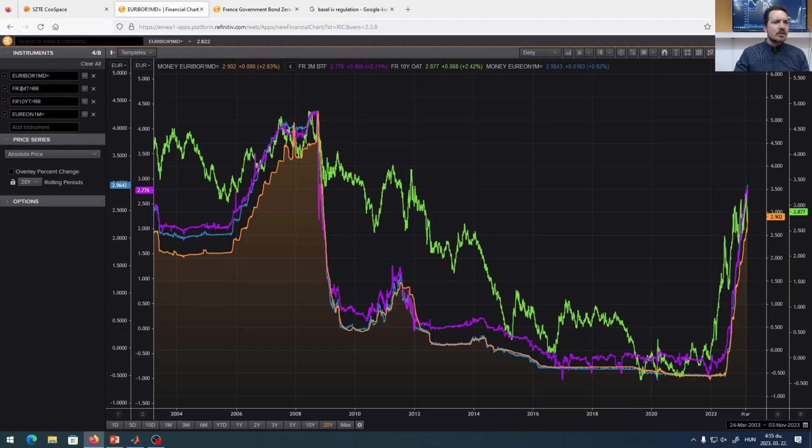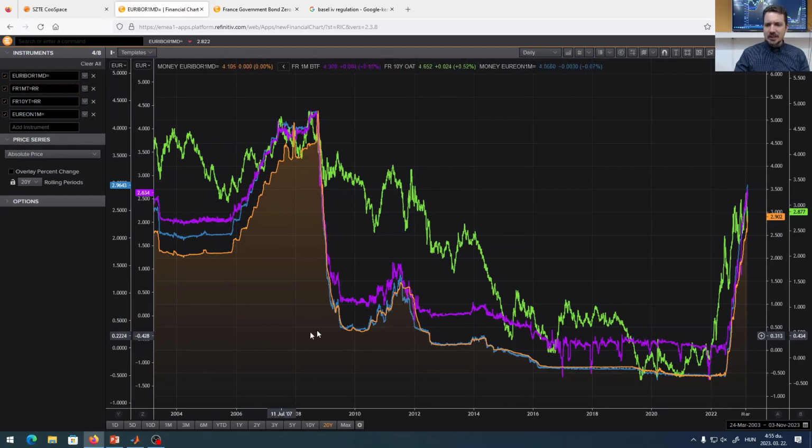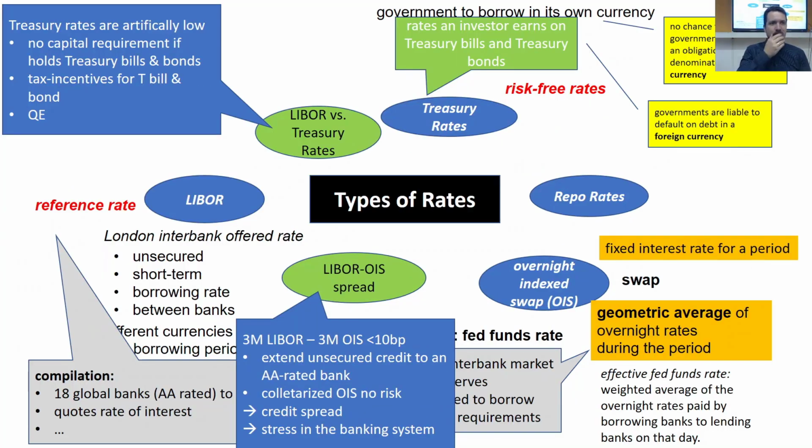Can I increase it to 1, please? 1 month benchmark? Yes, and still higher. So the book says that this number should be smaller than these numbers here, which is nowhere in this universe. But if they would be, then still it says that they are artificially lower than they're supposed to be, because first of all, there is no capital requirement if we are holding treasury bills and bonds.